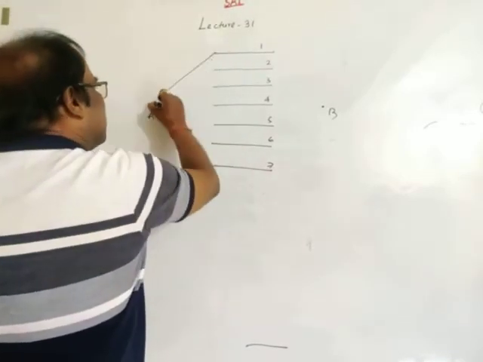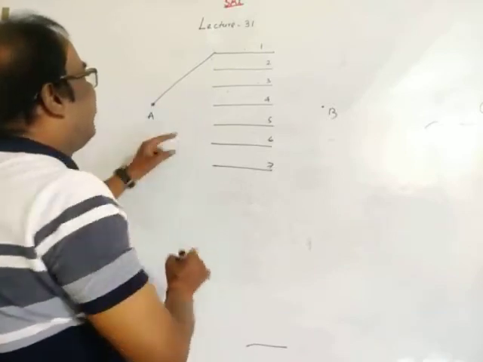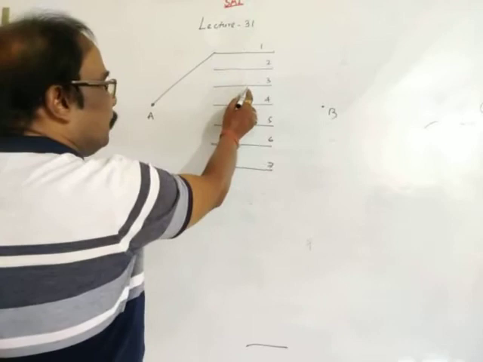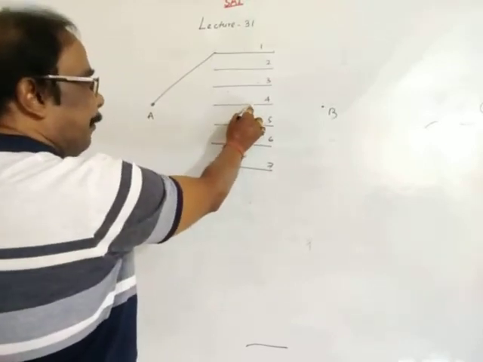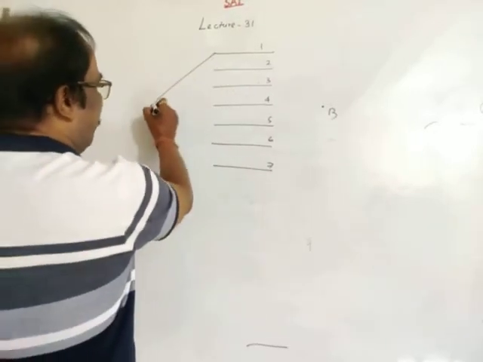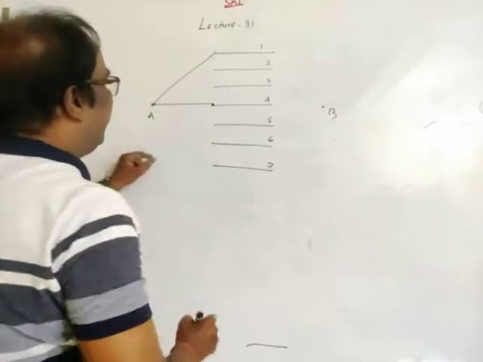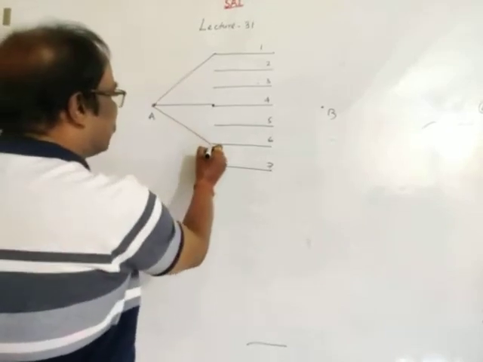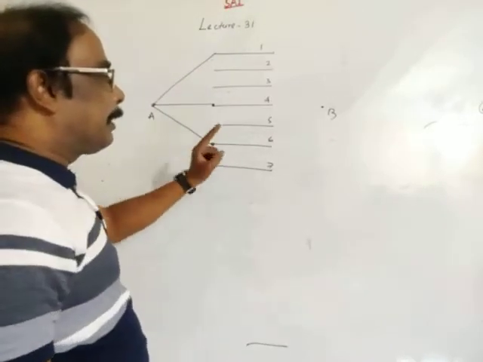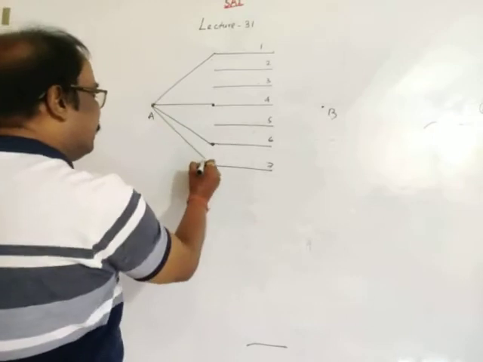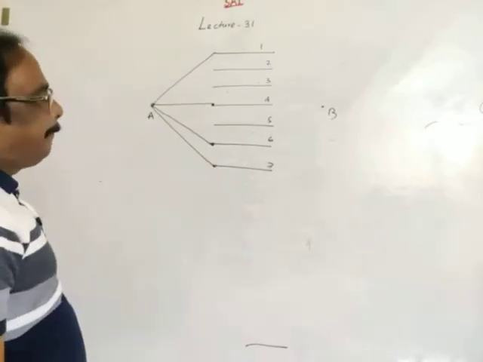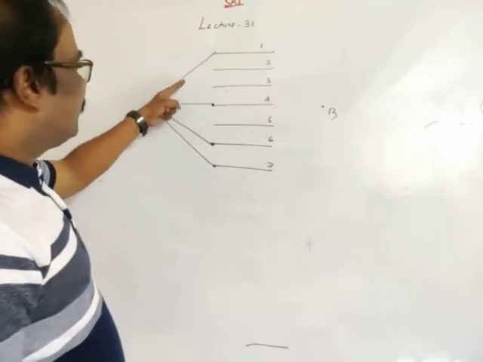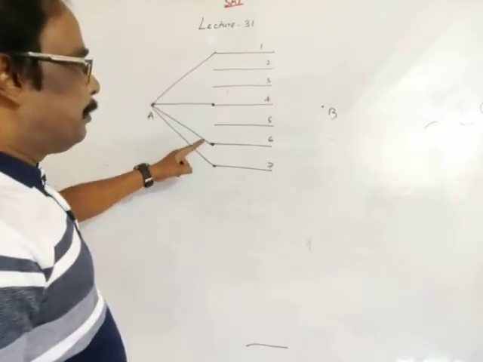Plate 1 is connected to A. Then the 4th plate is connected to A. Then the 6th plate is connected to A. And finally, the 7th plate is also connected to A. So the 1st plate, 4th plate, 6th plate and 7th plate are connected to A.